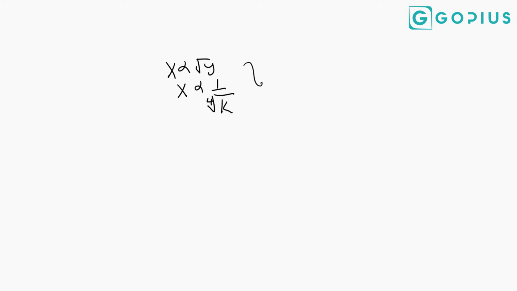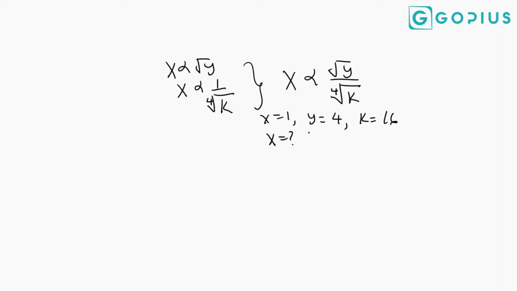So if we combine these two now, we are going to have x varying directly as the square root of y and inversely as the fourth root of k. Now assuming that x is equal to 1 when y is equal to 4 and k is equal to, let's say, 16 for instance. Let's assume that we are asked to find x when y is equal to 36 and of course k is equal to 81, assuming that's what we are asked to find.